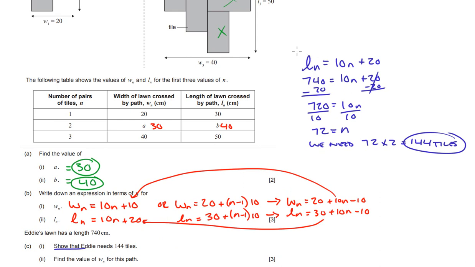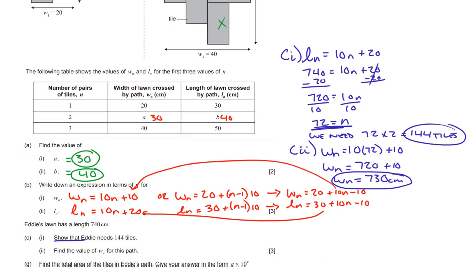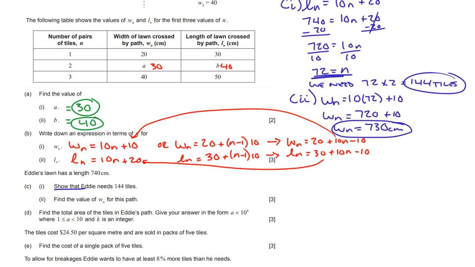Okay, so this was C part 1, and then C part 2 is going to be find the value of Wn for this path, right? So we've got Wn equals 10 times, since we know n is 72, we're going to do 10 times 72 plus 10. So Wn is going to equal 10 times 72 is 720 plus 10. So Wn is going to equal 730 centimeters. Okay? Okay, moving on to D here.